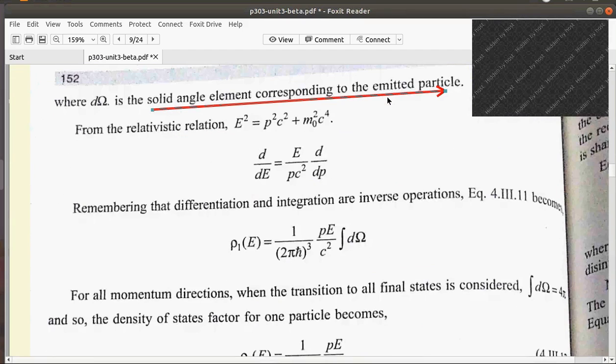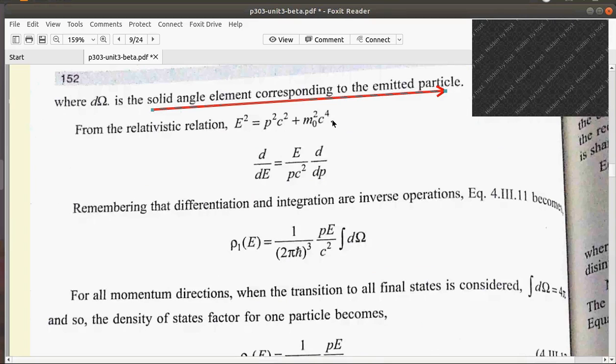Now, if your particle is emitted, then the energy of that particle can be given by this formula, E square is equal to P square C square plus M0 square C raised to 4. This is the expression from relativity. If you all remember, we have an expression, E square is equal to P square C square plus M0 square C raised to 4.